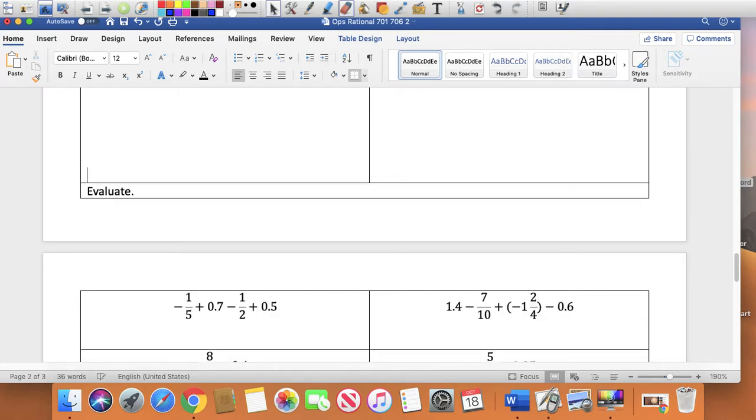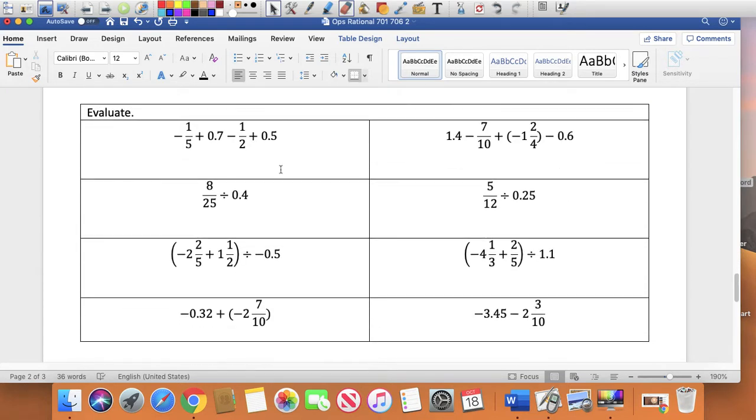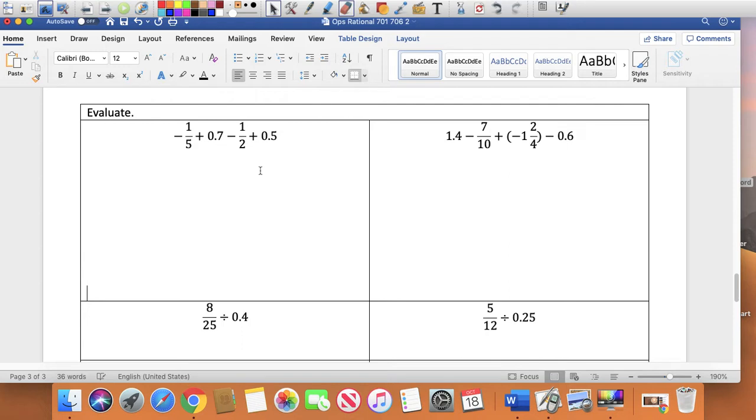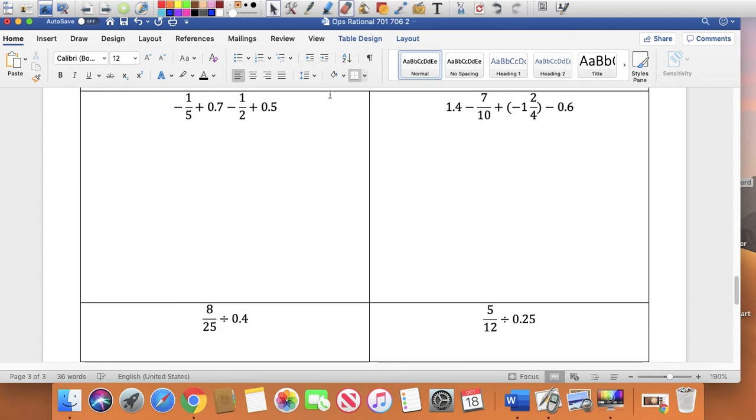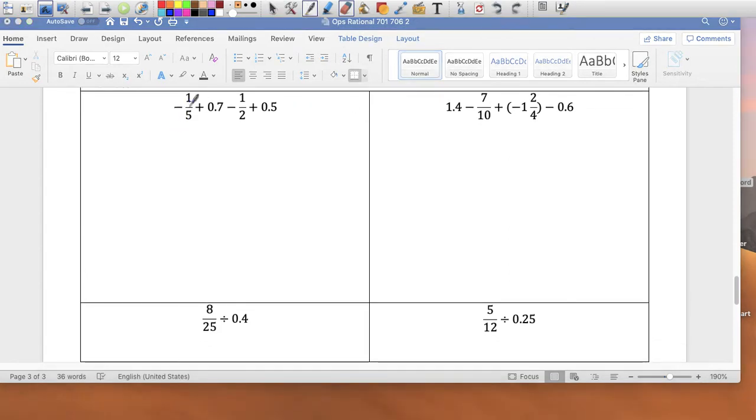Now here, the idea is for you to work and make your problems easier. So negative 1 over 5, if you look at your notes, can change to 0.2. So 0.7. Negative a half becomes negative 0.5 plus 0.5. Much easier to do this, right? So let's look at this.